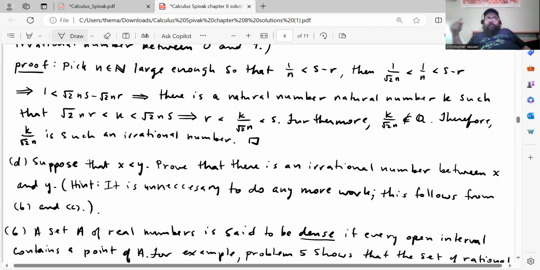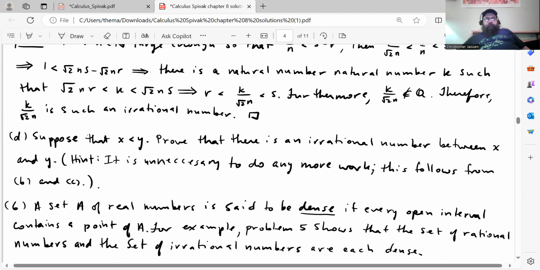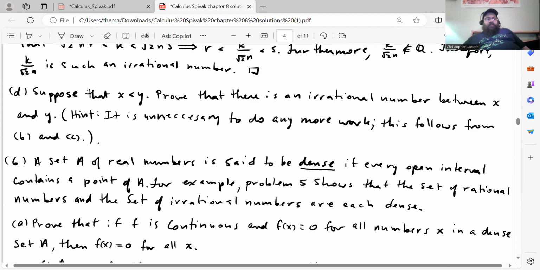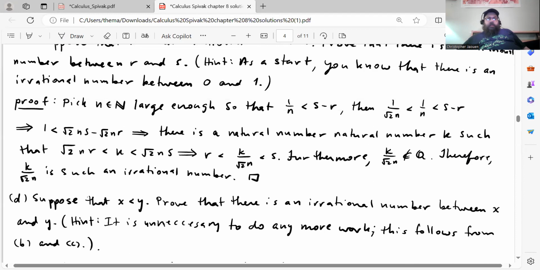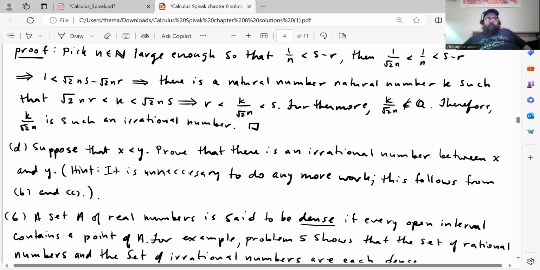So not only are the rationals dense in the real numbers, but the irrationals are also dense in the real numbers. Part D says, suppose x less than y, prove that there's an irrational number between x and y. It just follows from parts A through C that we just showed. So there's really nothing to show there. If you have any two real numbers, x and y, you can find two irrational numbers strictly between x and y, and between those you can find an irrational number. It just follows from the parts of the problem.